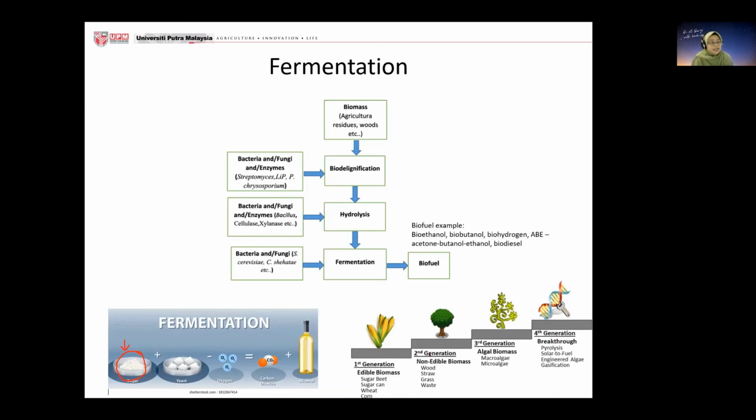So second generation biofuel uses non-edible biomass. So you can have the agricultural residues, or you can actually plant specific energy crops. An example of that is switchgrass. There are other types of energy crops as well that are being planted in order to produce the targeted biofuels. And then third generation biofuel starts to emerge.